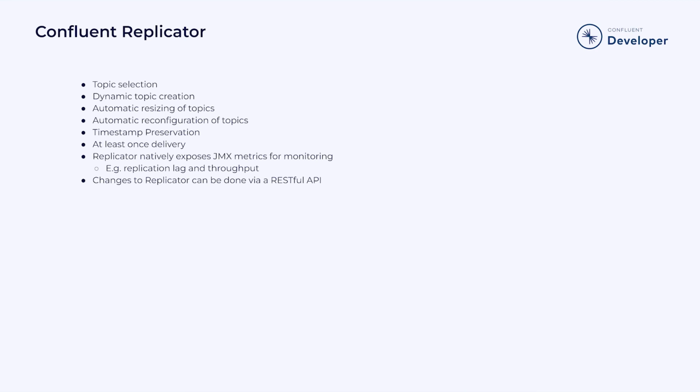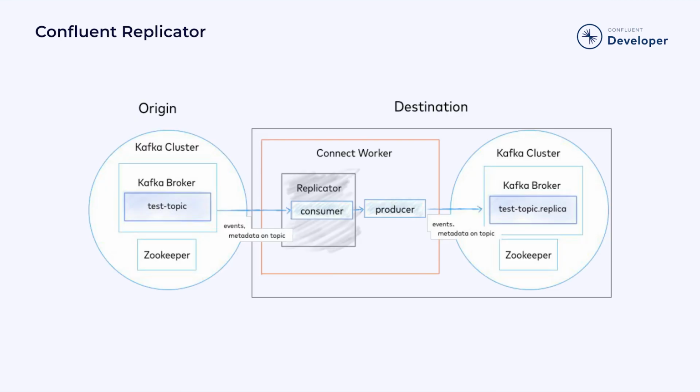Replicator natively exposes JMX metrics for monitoring, including replication lag and throughput. Any changes you need to make to Replicator can be done via the RESTful API. Replicator connects to the origin cluster and replicates the data by way of the Connect framework.